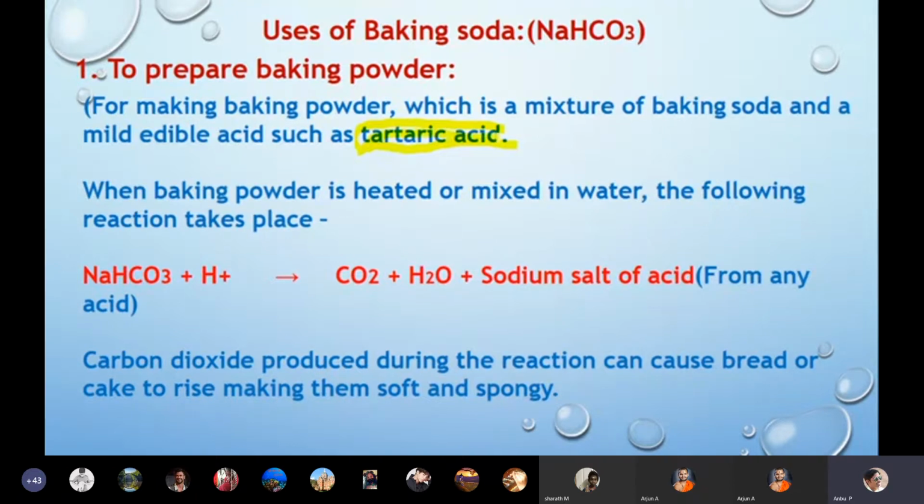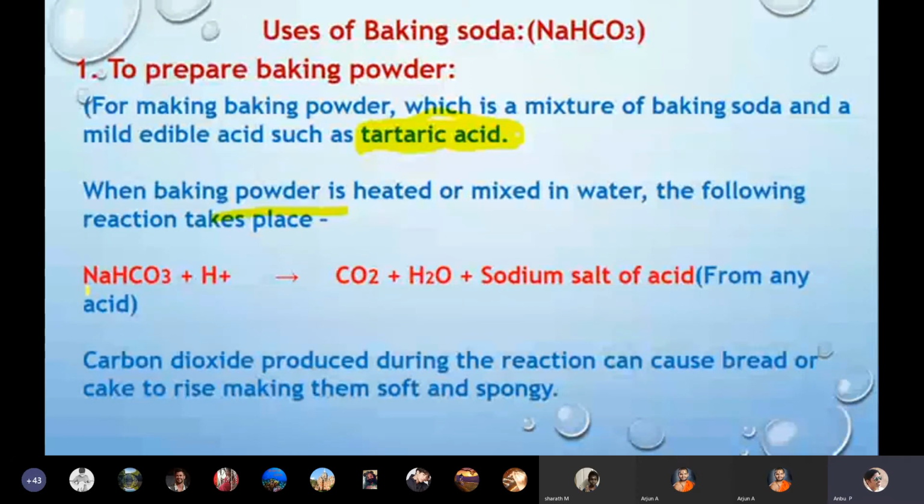Baking soda is a simple salt, sodium hydrogen carbonate. What is baking powder? When baking soda is added with an edible acid such as tartaric acid, it becomes baking powder. When that baking powder is heated or mixed with water, the following reaction takes place. NaHCO3 plus H+. This is how we can represent baking powder.